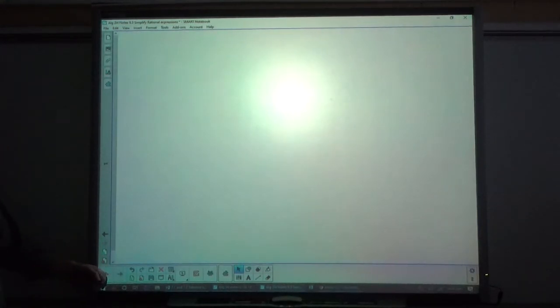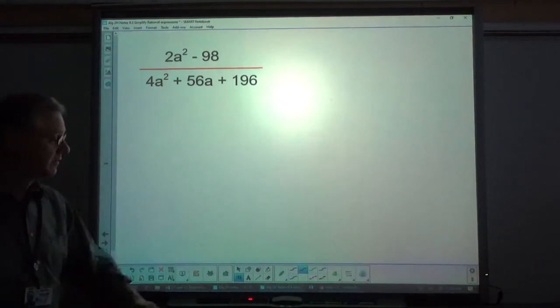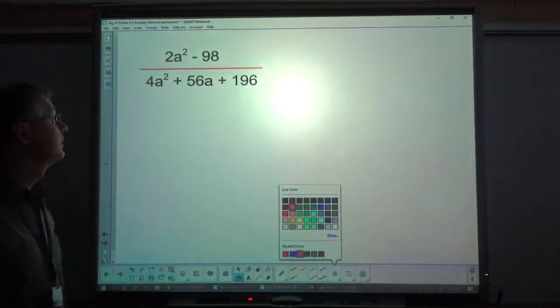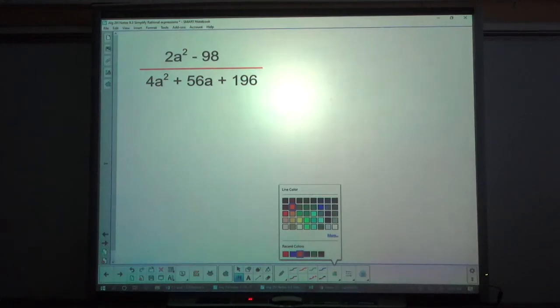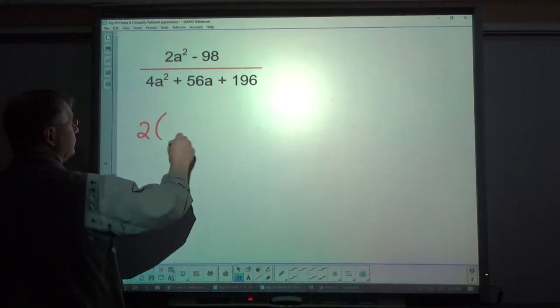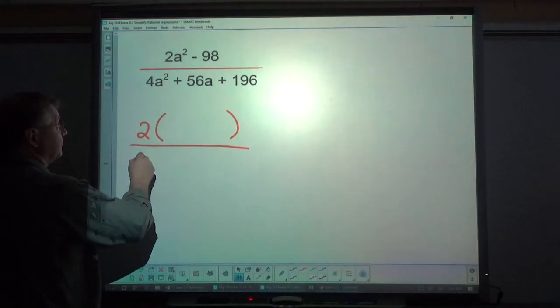Is this my last one? Yes, my last problem. All right. So in this one, I'm going to factor out, if I can, a GCF on top and on bottom. The top I can pull out a 2, and the bottom looks like I can pull out a 4.